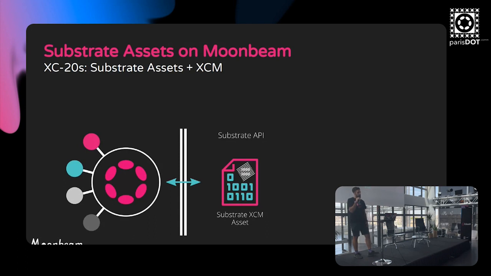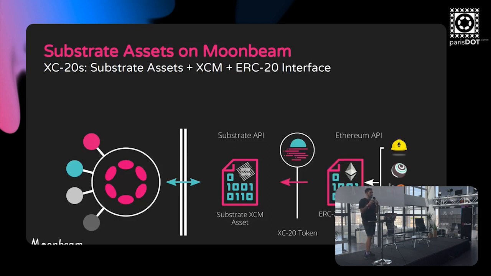using XCM. In Moonbeam, we like to separate things, the things that are substrate based, into something called the substrate API. This means that you can interact with substrate assets using the substrate API to transfer them around the Polkadot ecosystem. But on Moonbeam, we introduced a new concept, I think it was 2 years ago with Moonriver, called XC20s. Basically, XC20s are substrate assets, right? So they can flow using XCM around the Polkadot ecosystem.